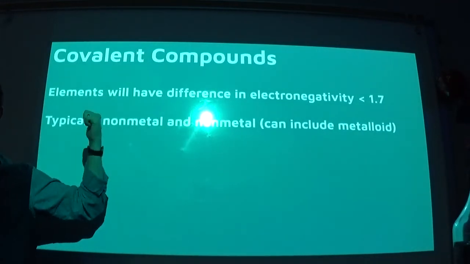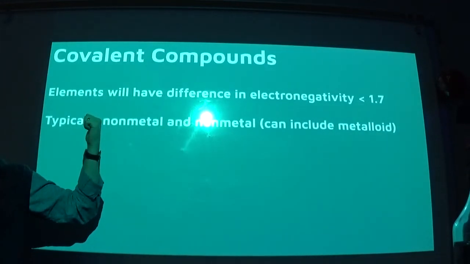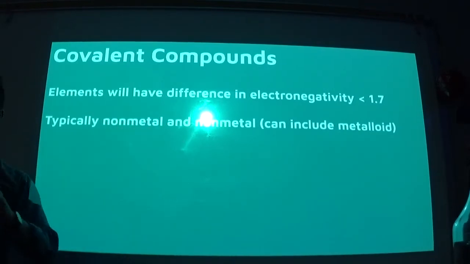On the last example, what were the two elements that made a covalent compound? Carbon and chlorine. Are those nonmetals? Yes. Nonmetal, nonmetal usually is a covalent bond. They're all close to each other in the periodic table. Their electronegativities are similar, so they'll form a covalent compound.